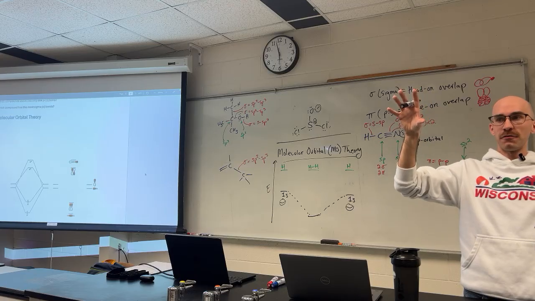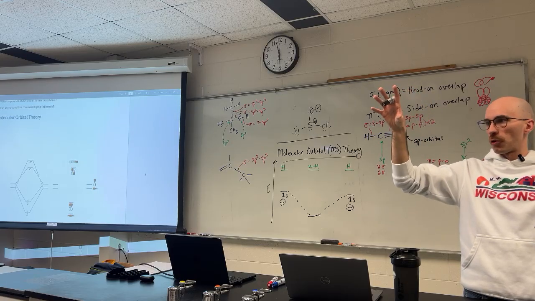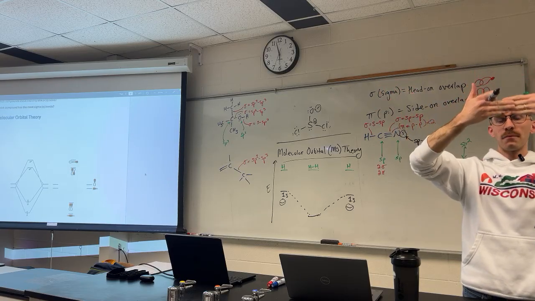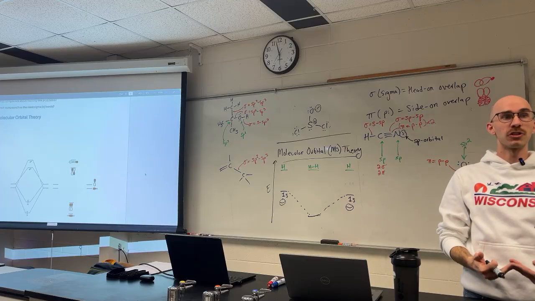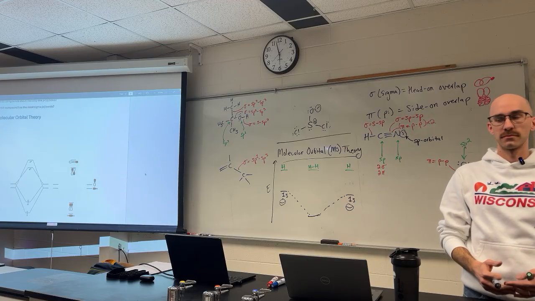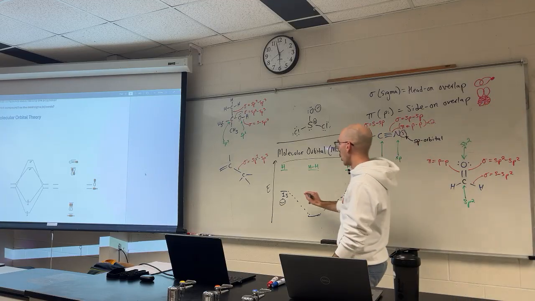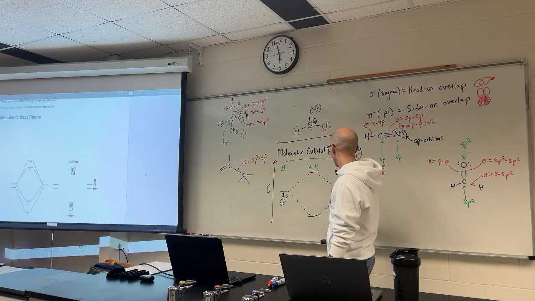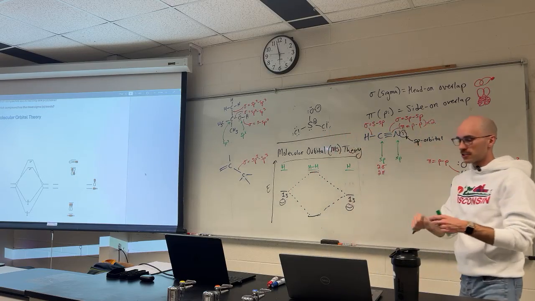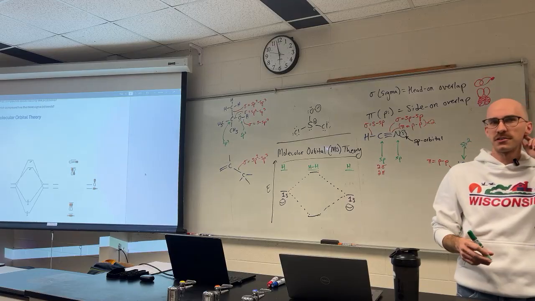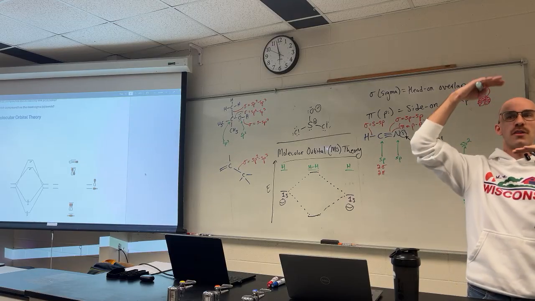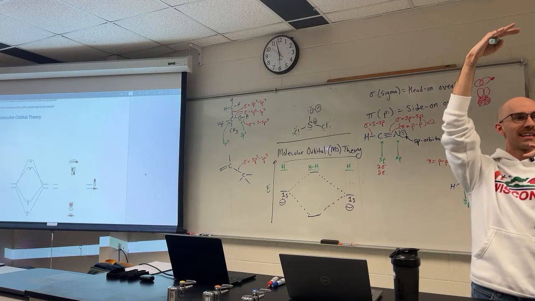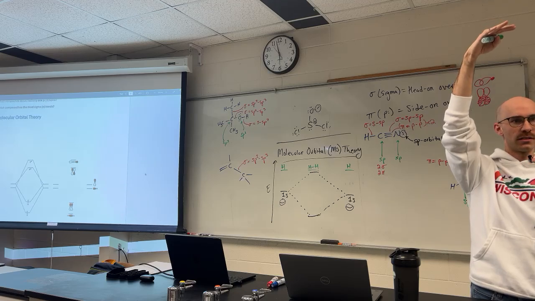Two orbitals in phase, both plus or both minus, overlap and become a lower energy orbital. If those orbitals overlap out of phase, they overlap destructively, they interfere destructively, and the energy of the new resulting orbital increases.